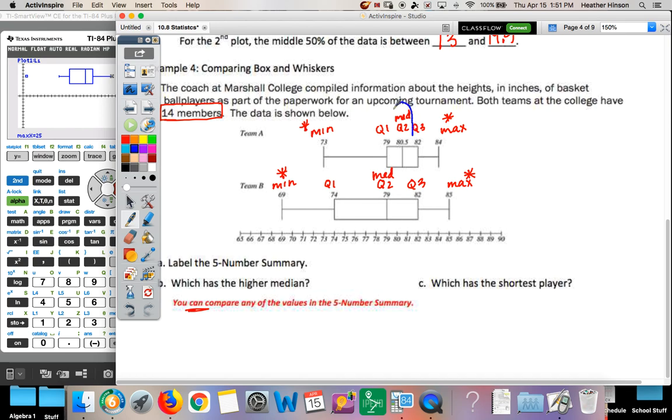So which one has the higher median? Well, Team A has a median at 80.5. Team B has a median at 70. So Team A is going to have a higher median. Which one has the shortest player? Shortest is asking for the min. So Team A was 73. Team B was 69. Which one is shorter? Team B.